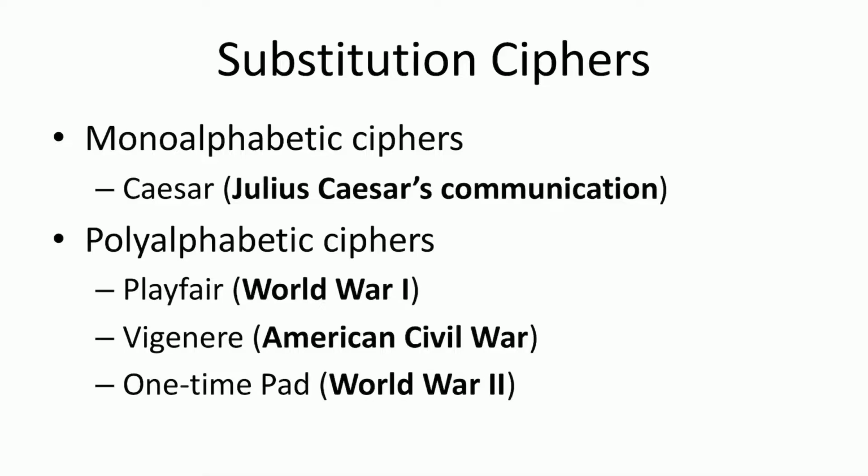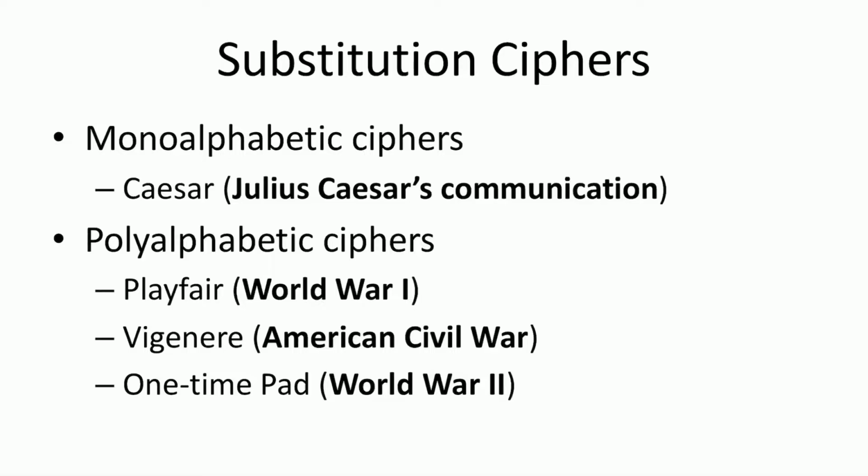We will look at four classical substitution ciphers, namely Caesar cipher, Playfair cipher, Vigenère cipher, and one-time pad cipher, derived from the Vernam cipher. Caesar cipher is a monoalphabetic substitution cipher, whereas Playfair, Vigenère, and one-time pad ciphers are all polyalphabetic ciphers. All of these ciphers were used at some point in military communication or during wars.